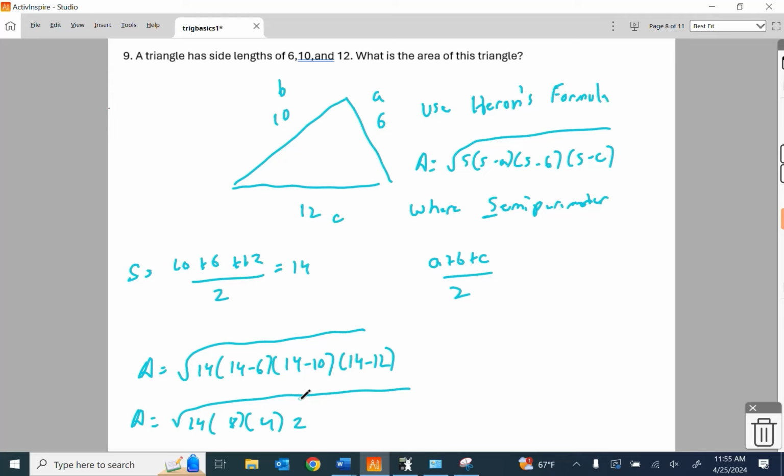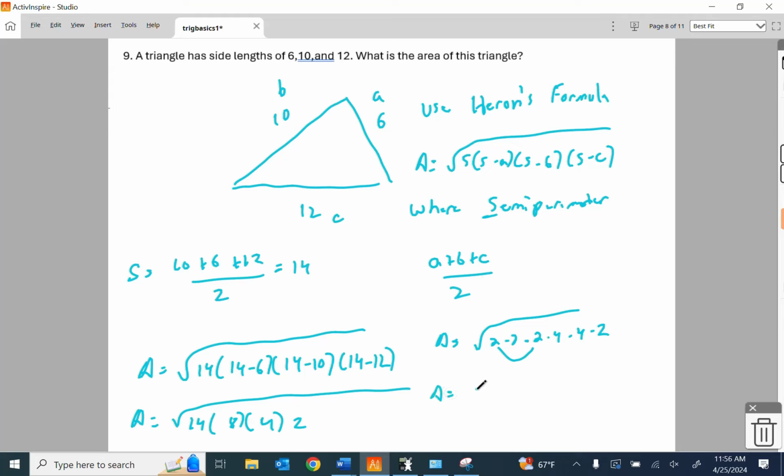And I'm going to probably be a little mean on this because I think kids need to know how to simplify radicals. Because why not? 14 is 2 times 7. 8 is 2 times 4. 4 is, we're going to leave 4 there. Then we have a 2. Now let's put some stuff together.